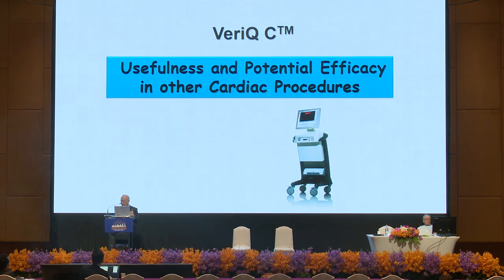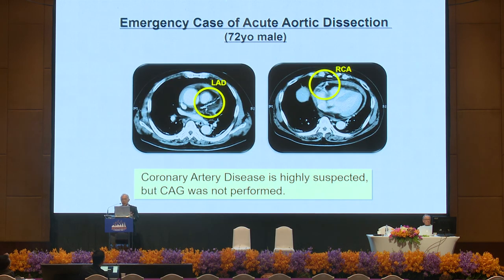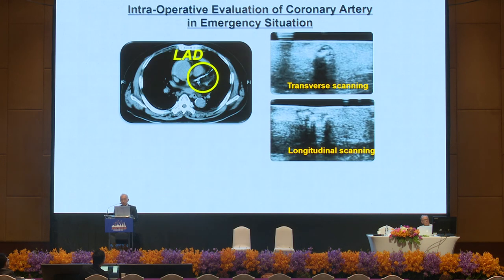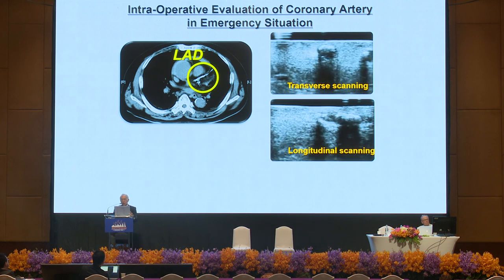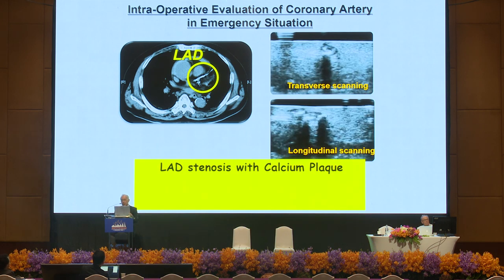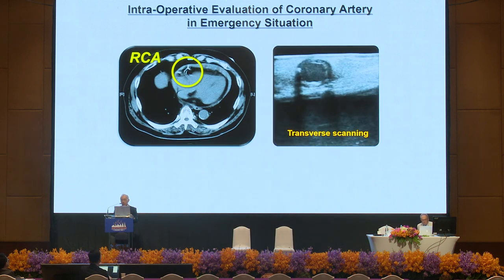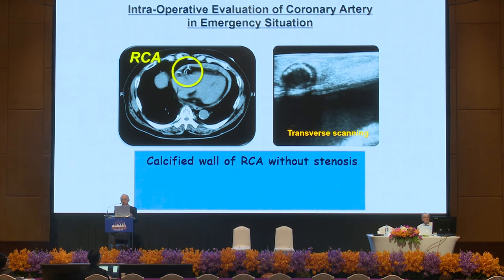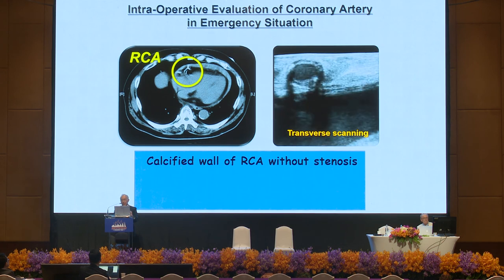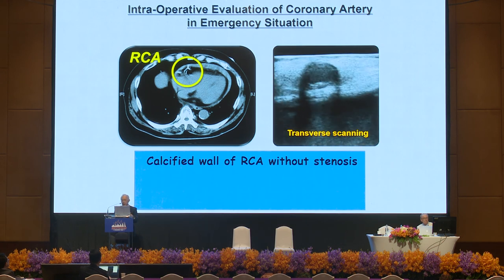Finally, I'd like to introduce some usefulness and potential efficacy in other cardiac procedures. This is an emergency case of acute aortic dissection. On the CT, you can suspect calcification of the LAD and RCA, maybe some stenosis, but you don't have time to perform an angiogram. So during the operation, just scan it. I could find the actual stenosis in the LAD region, so I put an emergency graft to the LAD. But when I scanned the right coronary artery, it was calcified, but patent. So you don't need to put a graft on it.